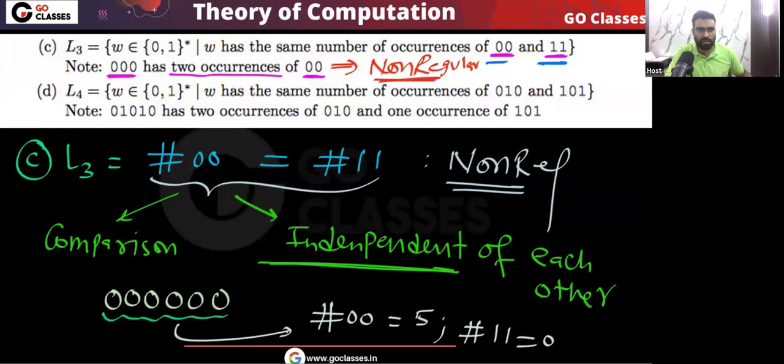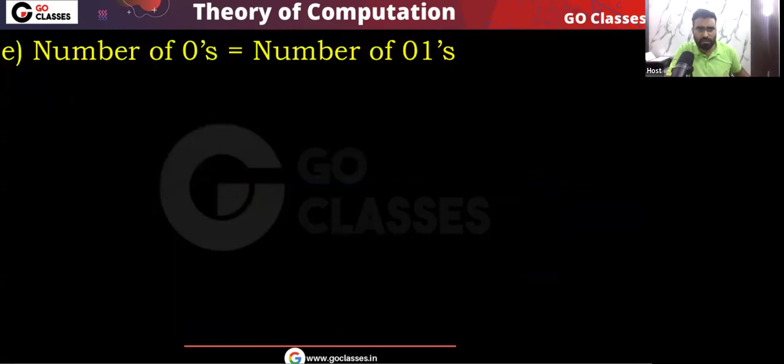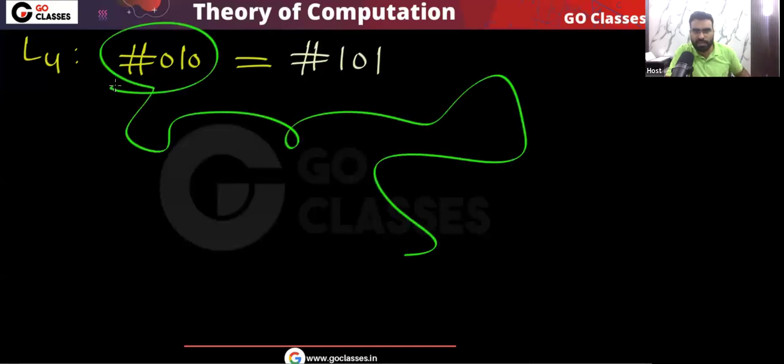What about the next one? What about L4? L4 is saying the number of 010 is equal to the number of 101. Tell me about L4. Are they Karan Arjun? Can one of them repeat freely without another? Or are they dependent? Please tell me.